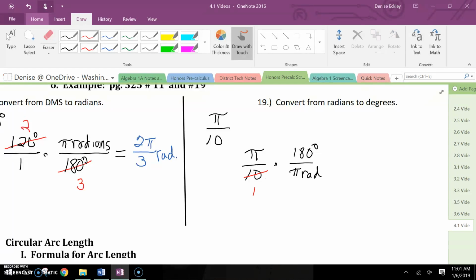10 goes into 10 once, and 10 goes into 180 18 times, and the pi's will cancel. The radian cancels, and we're left with the degrees. So pi over 10 becomes 18 degrees.